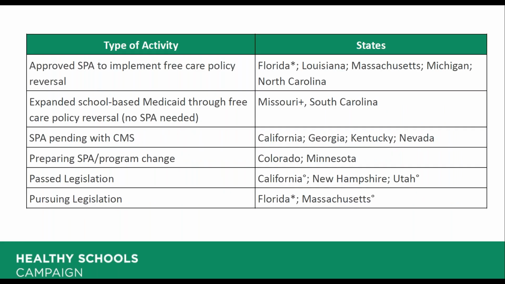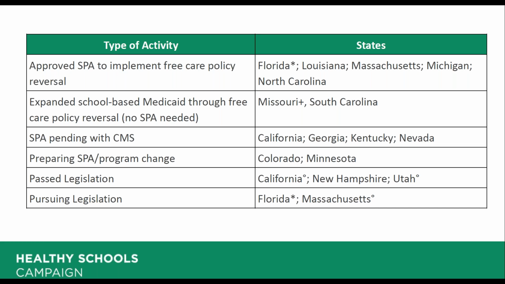So we just want to highlight a little bit of the state activity that's been happening around implementation of the free care policy reversal. What this chart highlights is that state level activity, but I think it also highlights just that there is no one size fits all approach to this. You'll see some states are pursuing legislative changes to get this up and off the ground, whereas others are just doing the state plan amendments.